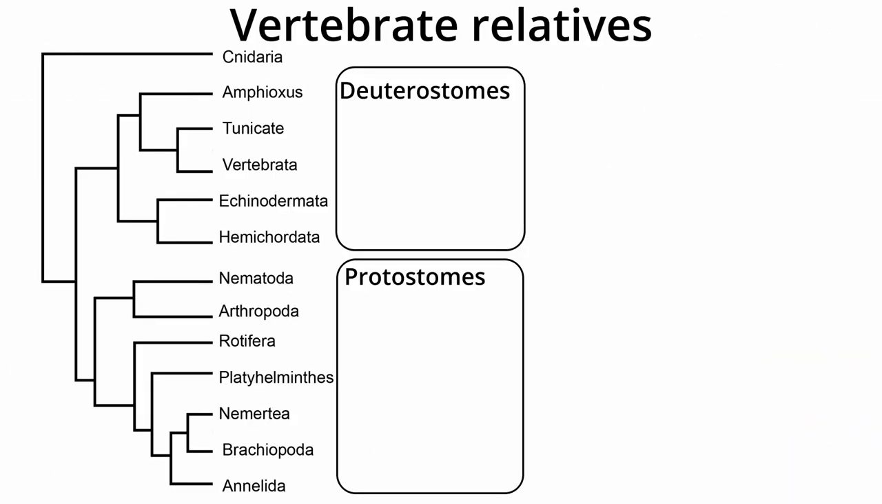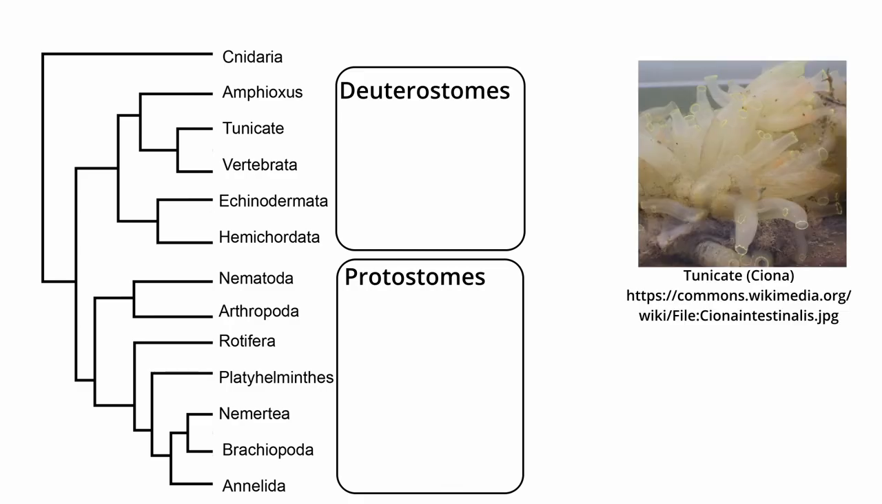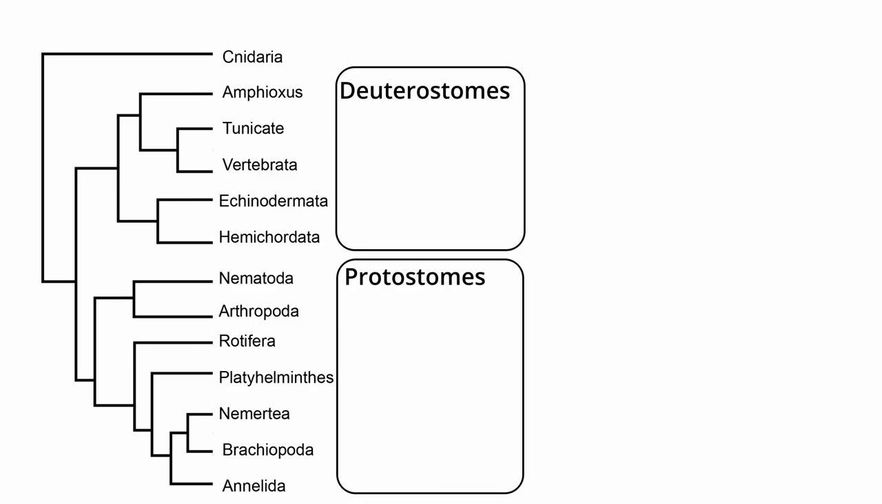But recently, whole genome sequencing data is available, and you can frequently see this kind of big phylogenetic tree. And in this kind of phylogenetic tree, vertebrata is here, and you can see these tunicates. The name of the tunicate. The tunicate is this kind of animal.